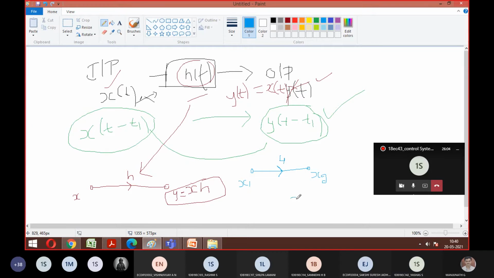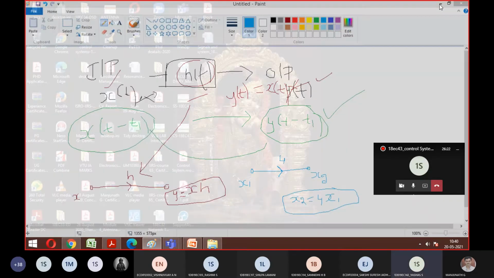So now what is x2? x2 is x1 into 4. That's it. That's what I told you, 4x1, correct? Yes, sir. So this is the meaning of your property number 3. Am I clear? Yes, sir. Is it okay? Shall we proceed with the next property? Yes, sir. Fine.